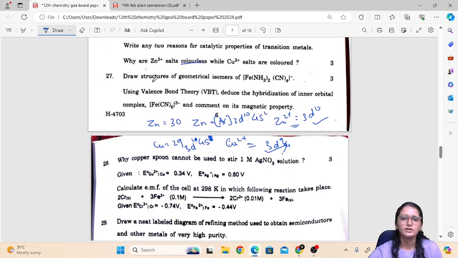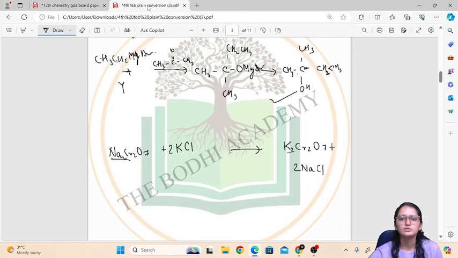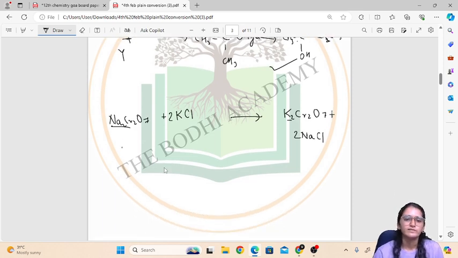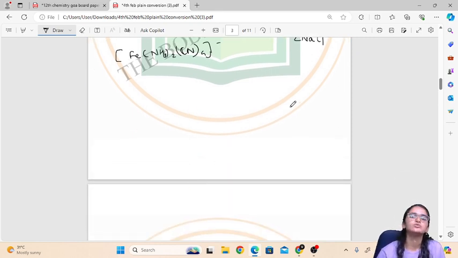Okay, the next question is to write the structures of geometrical isomers of this complex compound. Geometrical isomers means cis and trans. So first I will write the formula here, Fe(NH3)2(CN)4, with a minus charge. Now to draw the structures, there is no need to find the oxidation state and all. We can directly draw the structure.